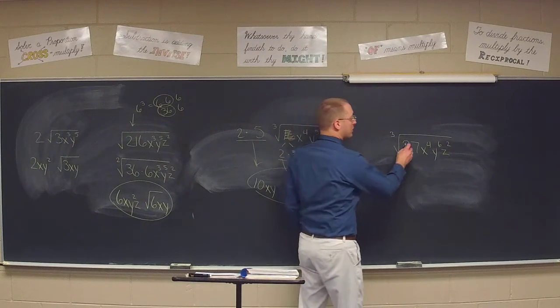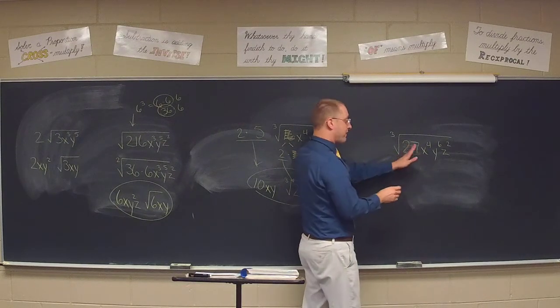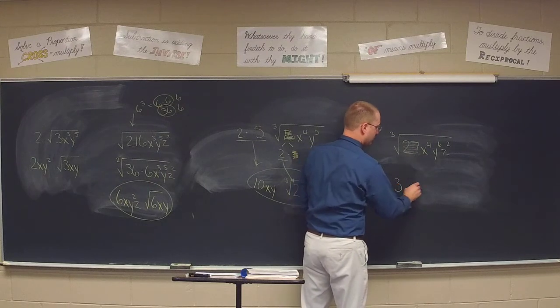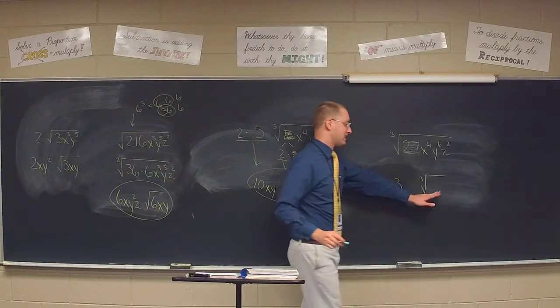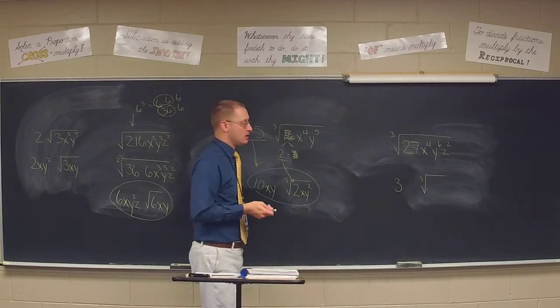3. Good, the cube root of 27 is 3. I don't need to factor this. That just becomes 3. Once again, there's no number left inside. Continue.